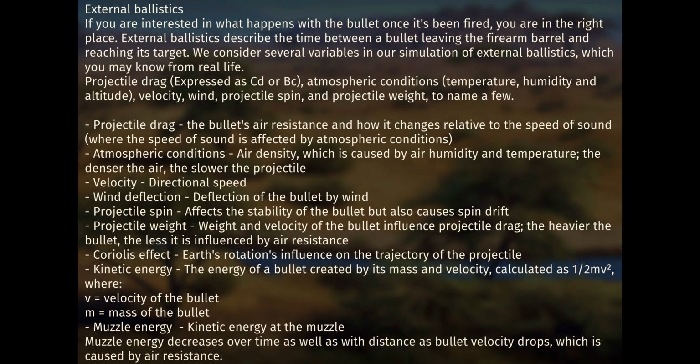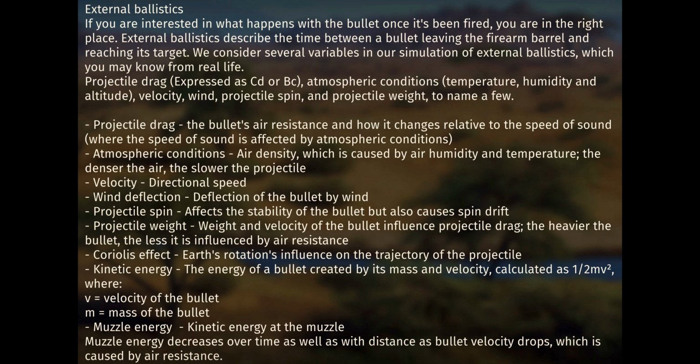Velocity, directional speed, that's how fast the bullet's traveling. Wind deflection, what the wind's doing to the projectile. Projectile spin affects the stability of the bullet, but also causes spin drift. I don't know if they're doing spin drift, to tell you the truth. The 100 cent dot is supposed to show where the bullet might hit, but it's pretty freaking accurate. Dude, I ain't had a bullet yet leave where the crosshairs are. If anybody else has, let me know, because mine is pretty much spot on, right in the center.